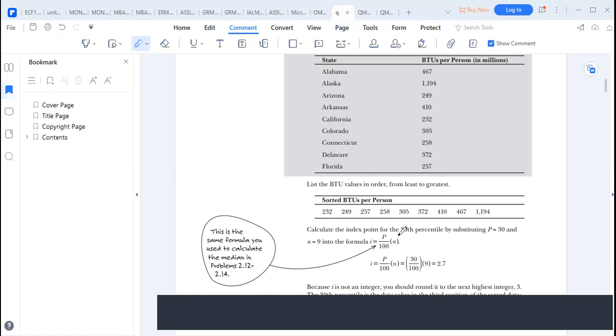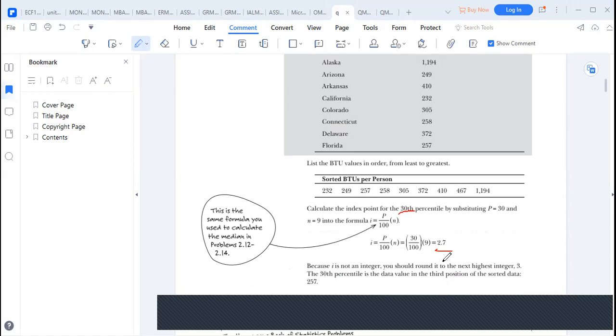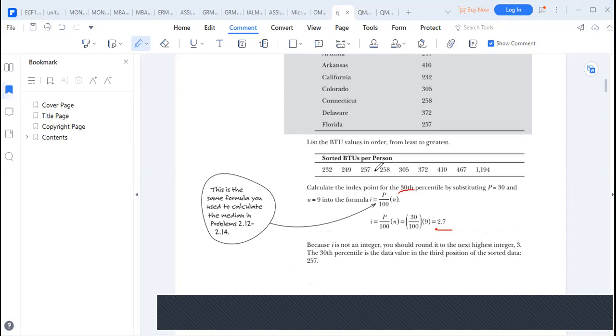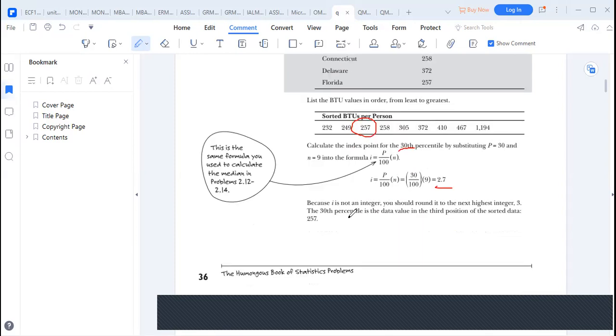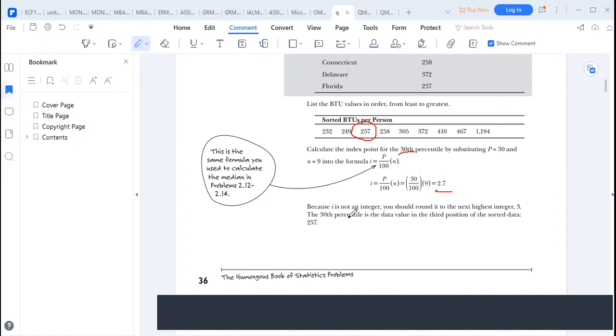So we've been asked to calculate the 30th percentile. To find the percentile, it is P over 100 times N. So the 30th percentile is 30 over 100 times our N. How many are these? 1, 2, 3, 4, 5, 6, 7, 8, 9. So 9. We round off to the upper integer, which is 3. So the 3rd value, 1, 2, 3, is 257. So 257 is our 30th percentile.